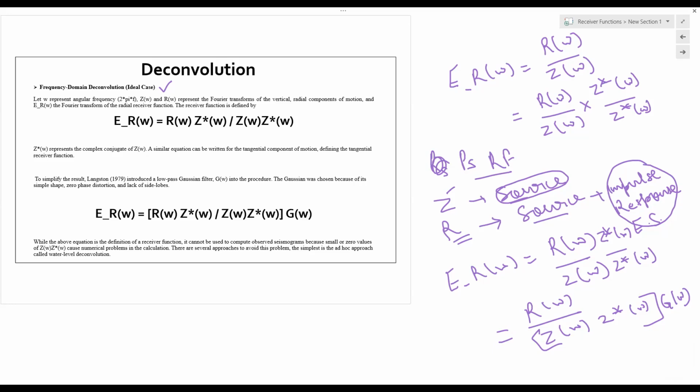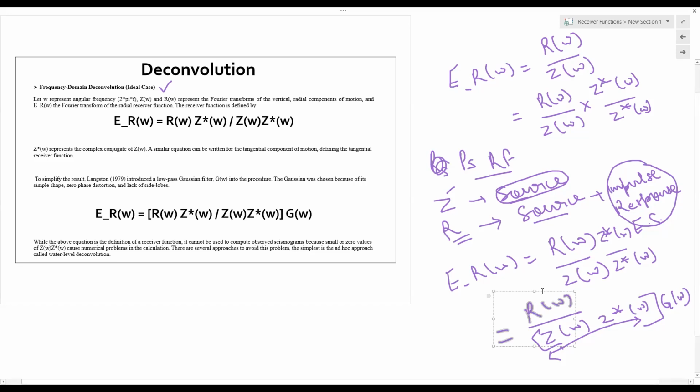But this is not always true, because in the denominator there are some frequencies which have very small amplitude or almost zero amplitude. If those small or zero amplitudes are in the denominator, then the stability of the deconvolution will not remain intact. Your stable deconvolution will be compromised. So in the non-ideal case, you would like to attenuate those frequencies which have a smaller amplitude or almost zero amplitude.